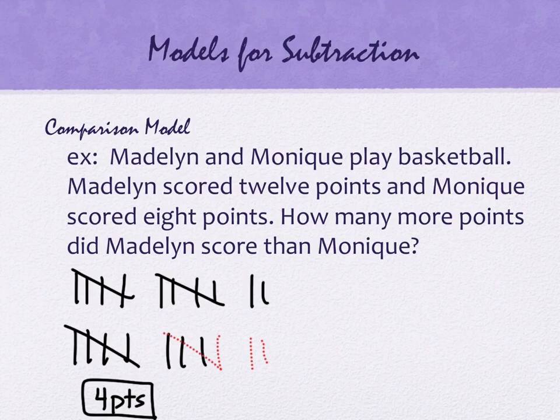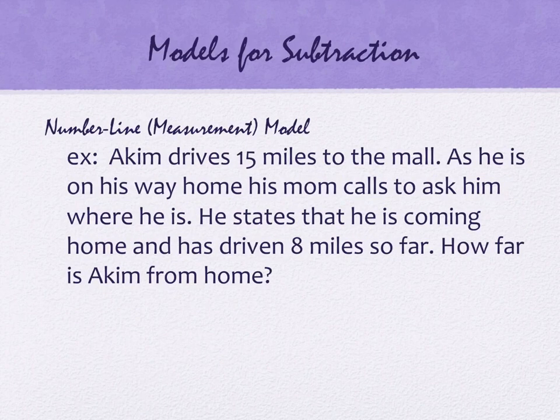All right, our last example is really not anything different than the first 3, but it does present itself in a very different way. This is a number line or a measurement model. The first 3 models are all about sets, right? 1 is 1 is 1.